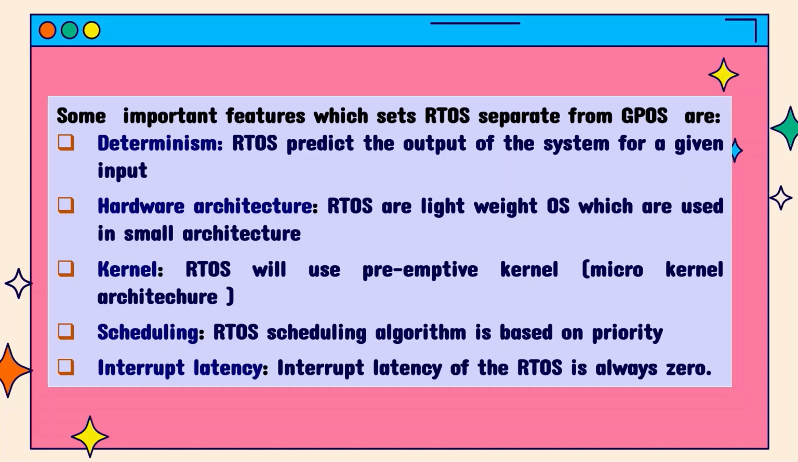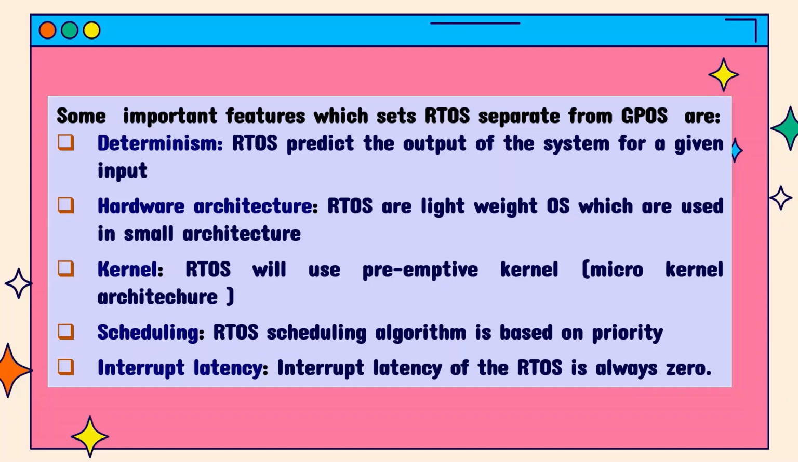Whereas in a non-preemptive kernel, if a high priority process comes to the processor, the existing process which the CPU is processing may allow the high priority process to context switch and process it, or the high priority process should wait until the existing process is completed.